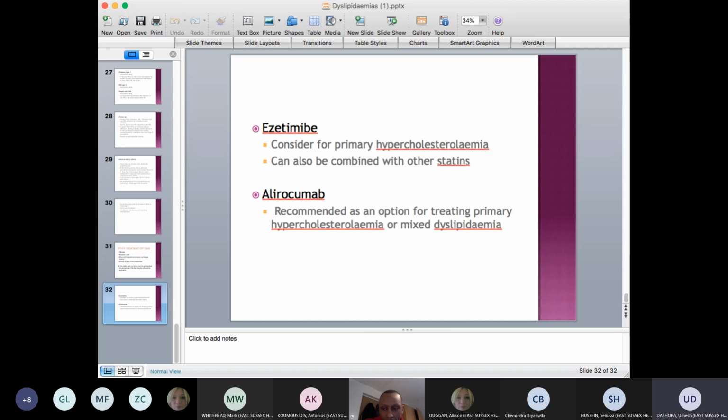Very good point. And the other point that you made, which I liked, was that instead of going for a total cholesterol of 4 and LDL cholesterol of 2, we are going with 40% reduction nowadays, isn't it? Yes, that's what we are going for.